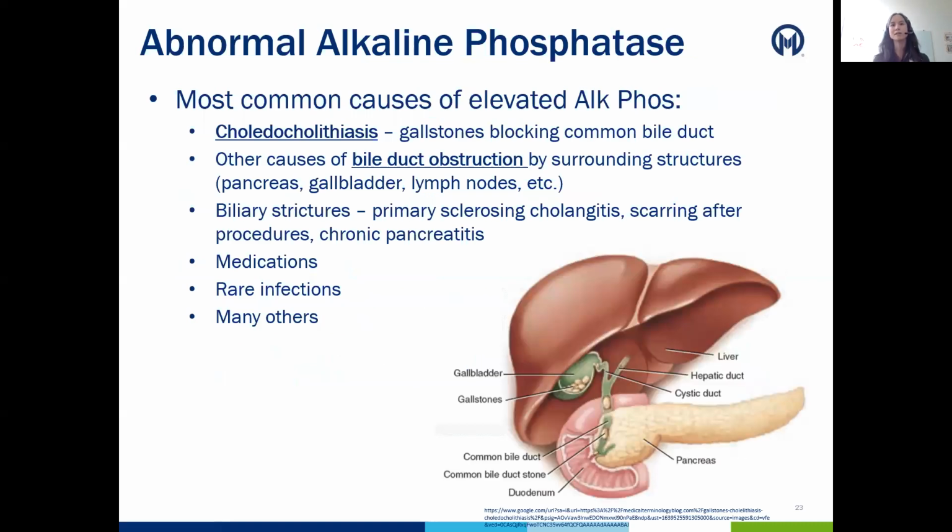And the most common causes of an abnormal ALK-Phos: choledocholithiasis, which really just means a gallstone that has blocked the main common bile duct, can cause a significant elevation in ALK-Phos. Other causes of bile duct obstruction, say if any surrounding structure presses on the outside of that duct and again blocks it off, can again cause elevation. Other things include medications, of course. Medications can cause most things. Biliary strictures in rarer conditions like primary sclerosing cholangitis, very rare parasitic type infections, and many other causes.